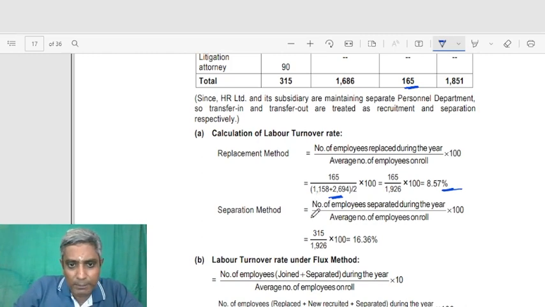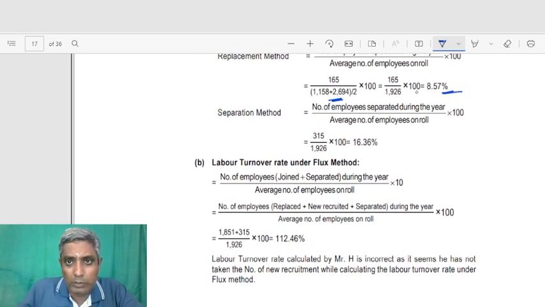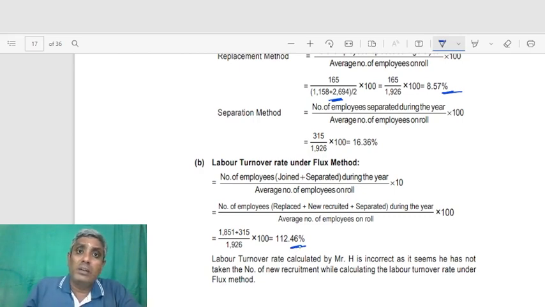See here the data. It is 112.46%. So it was calculated as 24 point something. So that is totally wrong. The calculation by H is incorrect, and it seems he has not taken the number of new recruitments while calculating labor turnover under the flux method. So under the flux method, labor turnover is the number of employees joined plus separated during the year, divided by the average. So number of employees replaced plus newly recruited plus separated during the year. This formula is also applied.